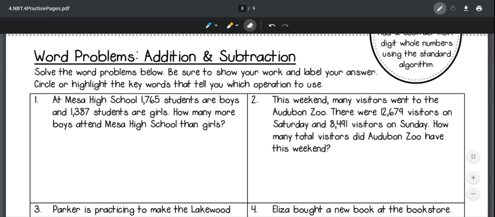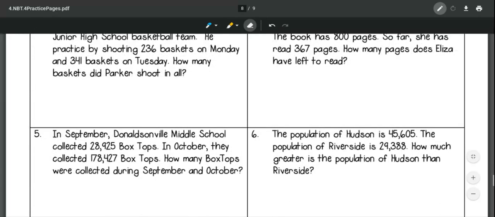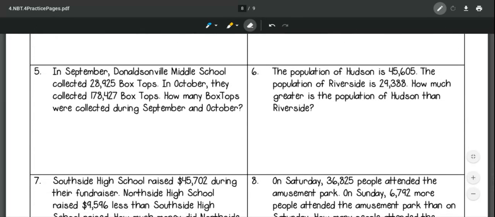Hi, fourth grade. We're looking at our work for January 12th. Today you're going to be looking at word problems with addition and subtraction. Yesterday you looked at the abstract problems. Today you're going to be looking at those word problems. So we are going to do numbers 5 and 6 together, and then remember to try the other ones so that you'll be prepared for your small groups.